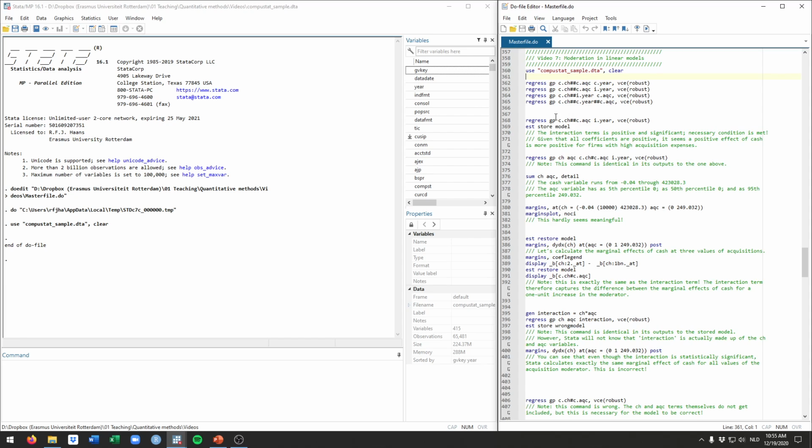Before we turn to the regression model, I'll first need to discuss a little bit what they call factor notation of Stata. In order to test moderation in any sort of statistical model, you would need to interact two variables with each other, the independent variable and the moderator. You can do this by first generating a new variable, which would be cash times acquisition in this case, and then putting that into the model. However, as we'll see soon, that actually doesn't work in Stata. What you instead need to use is this factor notation.